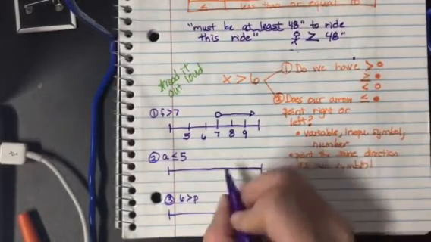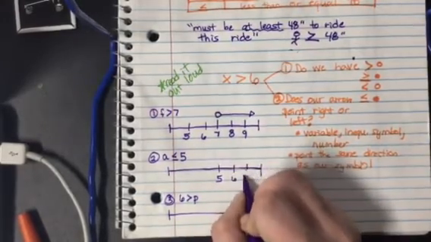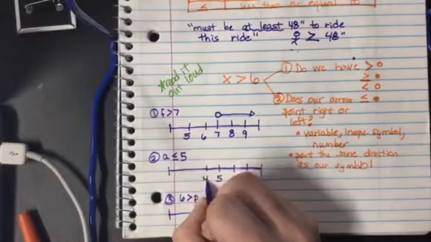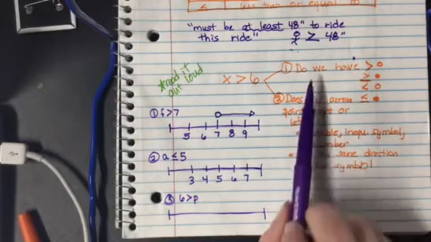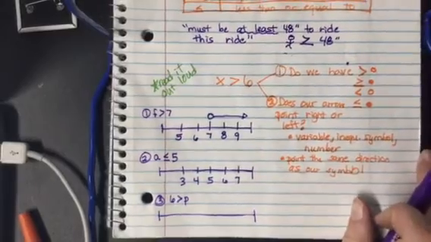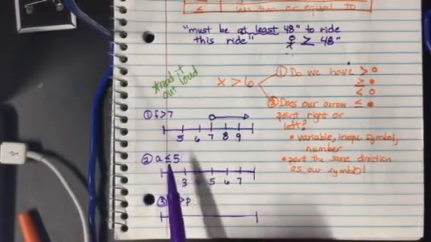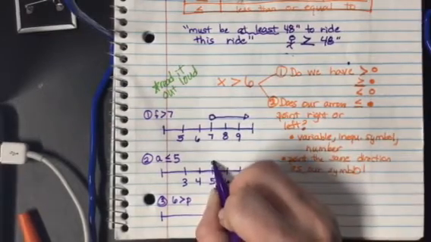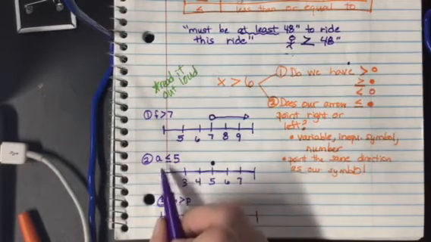All right, number 2, we've got the number 5. So let's put 5 in the middle. 6, 7, 4, 3. All right, let's answer our first question. Do we have an open circle or a closed circle? Closed, because we have the equal sign underneath our 5. So we're going to plot a point at 5, but we're going to fill it in this time because we have that equal sign underneath.